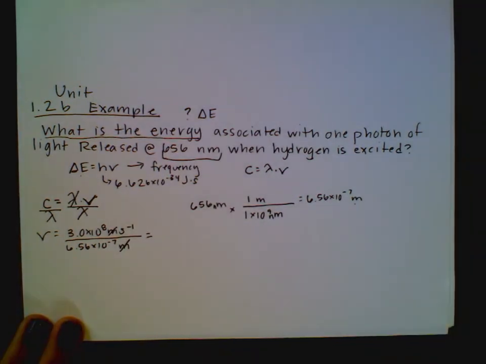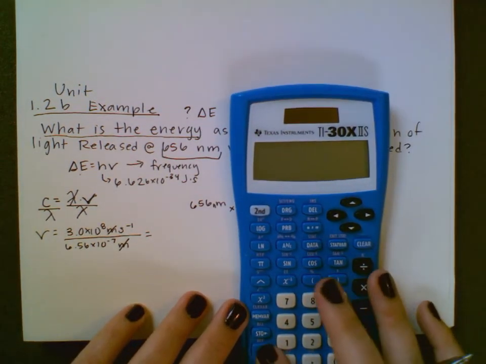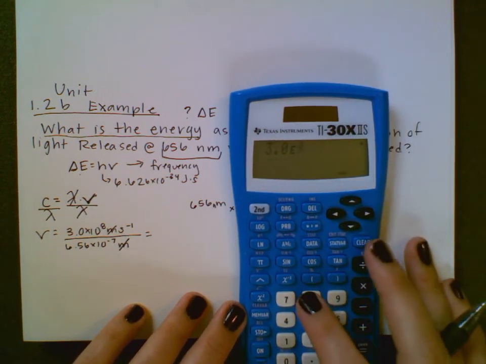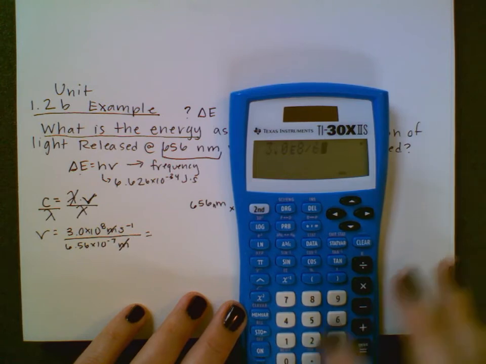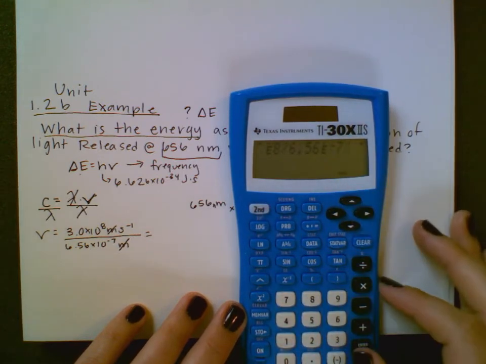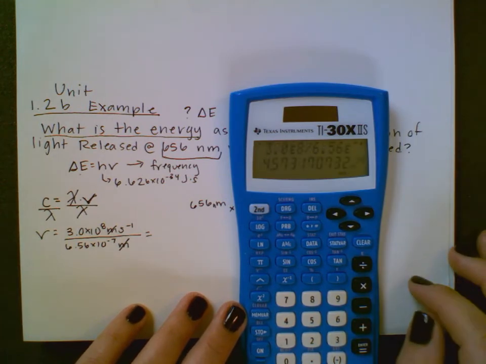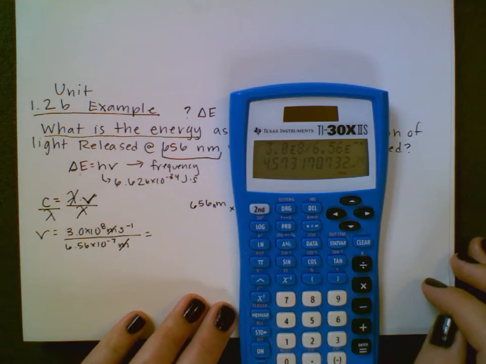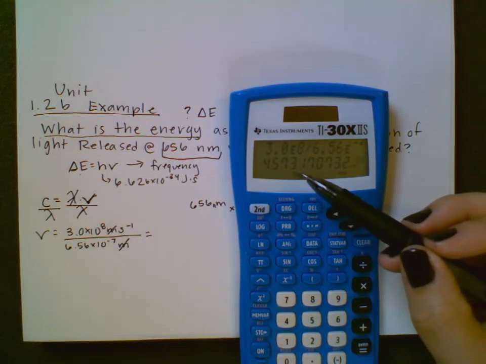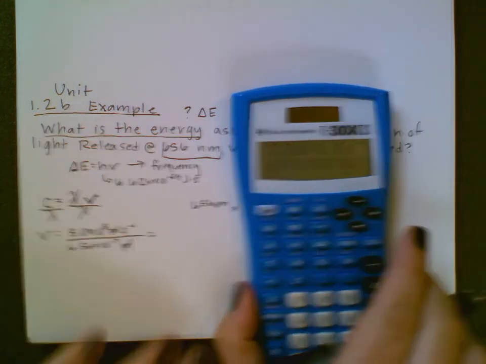And if I put this into my calculator, I'm going to take 3.0 times 10 to the 8th and divide it by 6.56 times 10 to the negative 7th. Again, I use exponentials because it just makes things easier. So I'm going to get a frequency of 4.57. I'm going to cut that off after the 7 here, just so that I don't have this insane number, and that's times 10 to the 14th power.